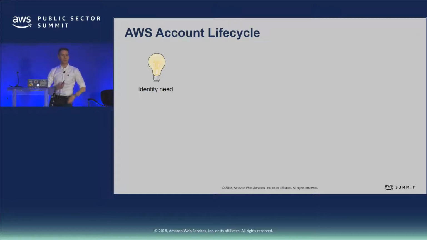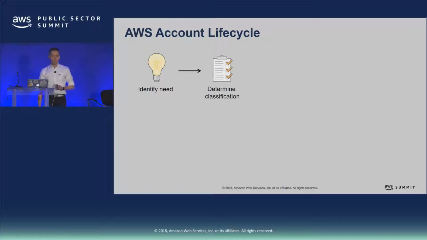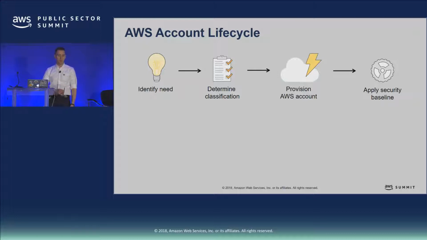Maybe that's a developer that needs a dev test environment. Maybe this is a team that wants to host their continuous integration pipeline. Maybe it's a production account for a new service. I'm going to provide some sort of questionnaire, a single point of entry, to determine classification and security risk inherent in this account. I'm going to provision that automatically using the Organizations API. Apply a security baseline to that in accordance with the classification that we've determined.